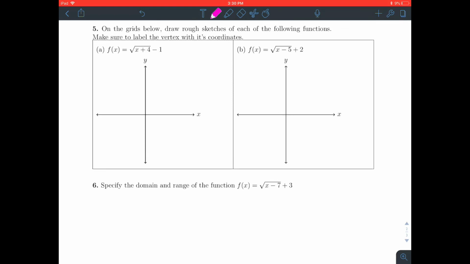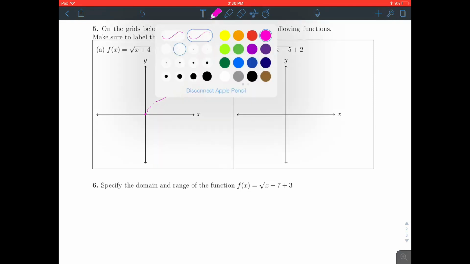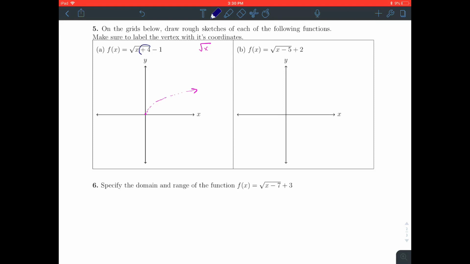On the grid below, draw rough sketches of each of the following functions. Make sure to label the vertex with its coordinates. So I like to think about the most basic square root of x graph, which starts at the origin and moves up. So this graph, just like last time, has two transformations. An inside transformation. Inside will move us in the x direction in the opposite way than we expect. So you might think plus 4 should be right, but it actually results in left 4. So we're going to go left 4.